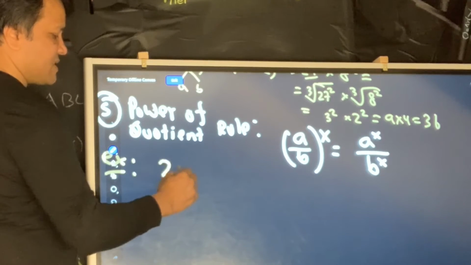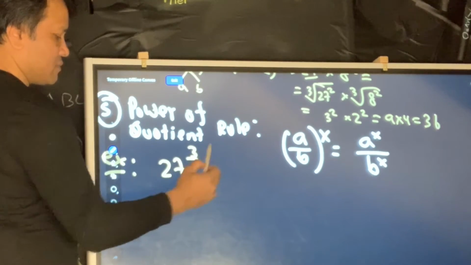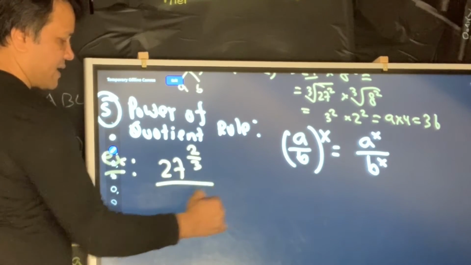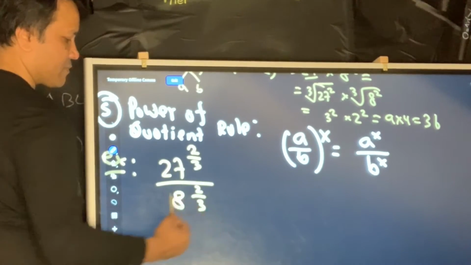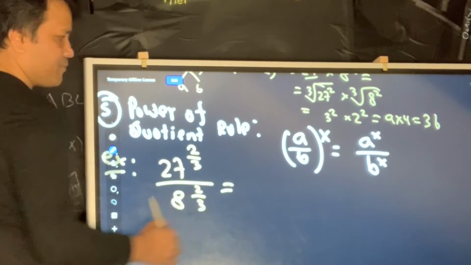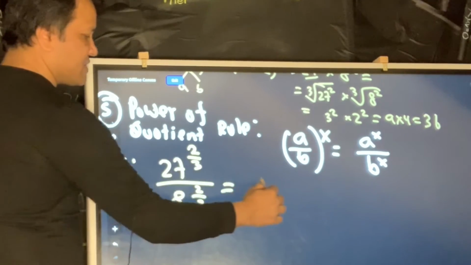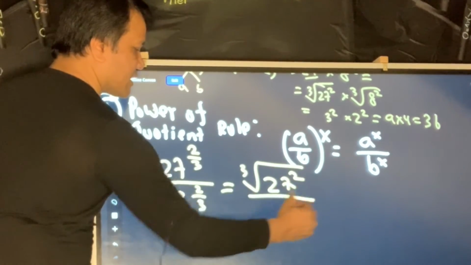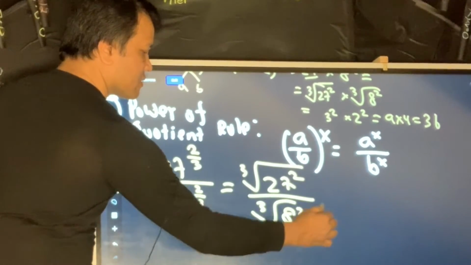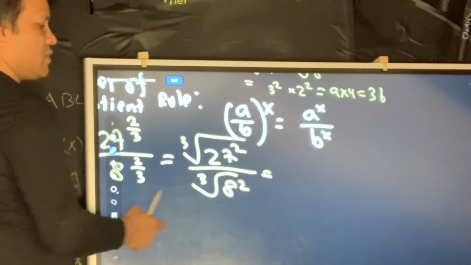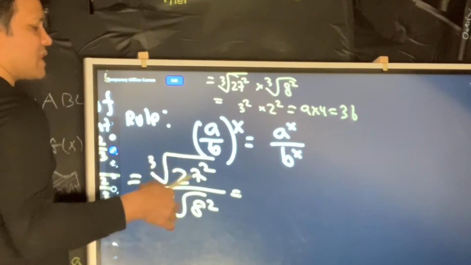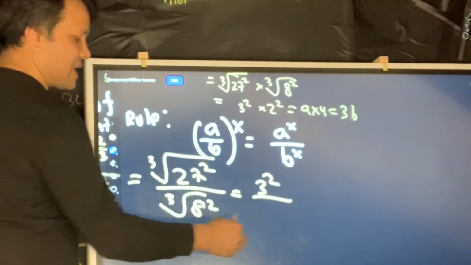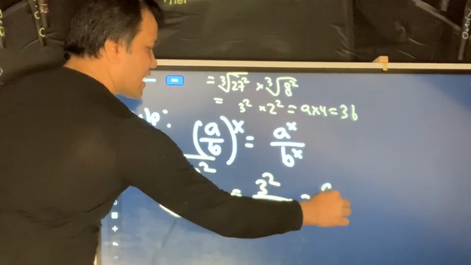So you have (27/8)^(2/3). What does that mean? That means the cubic root of 27 squared over the cubic root of 8 squared. As you know, 3 times 3 times 3 is 27, so 3 squared. 2 times 2 times 2 is 8, so 2 squared. That is 9 over 4.